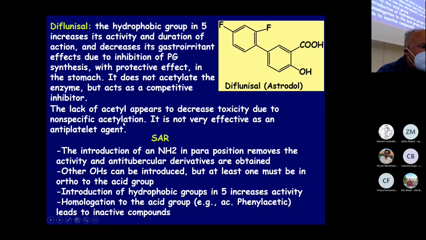No specific acetylation, and it is not effective as an antiplatelet agent. However, it can be used in powder form. It's very effective against pain, particularly headache.